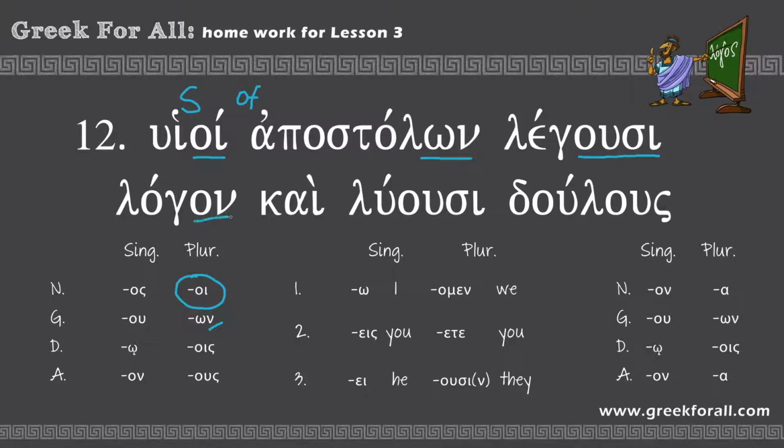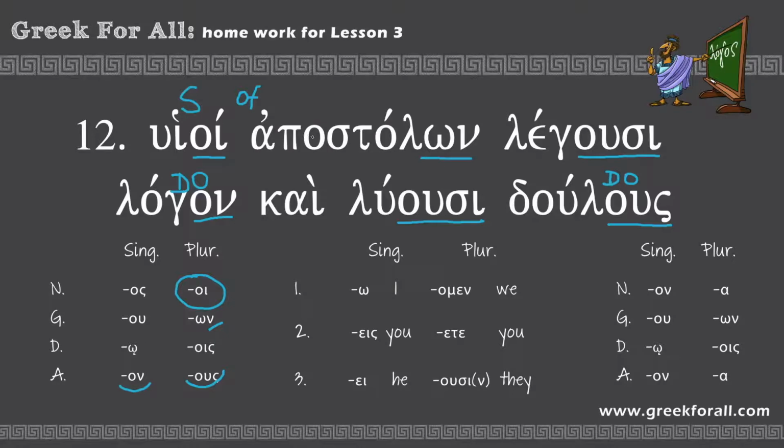Logon has the ending on, which is the accusative ending for the singular number. A word. This is our direct object. Sons of apostles speak a word. And lusi. Lusi is another verb. It has the same ending with this verb. Lusi, third person plural, release, free, liberate. And then the final word is doulos. It means slaves. It has the accusative plural ending, which tells us that this is the direct object again.